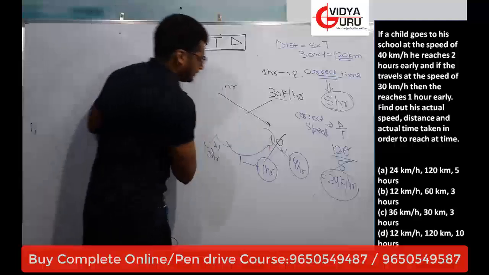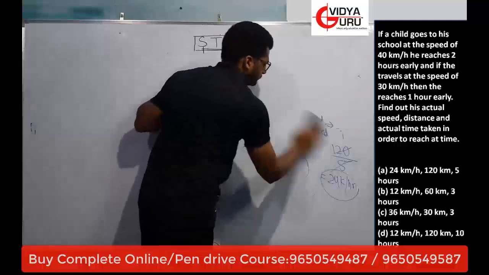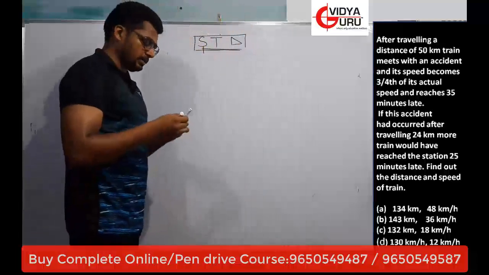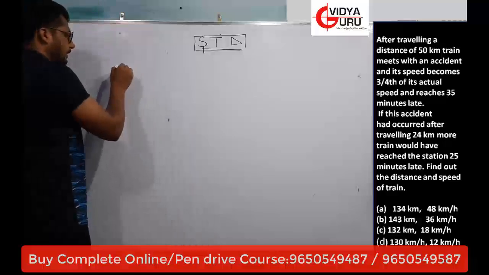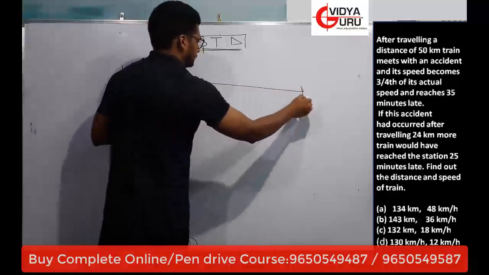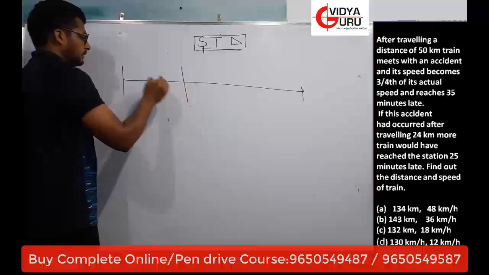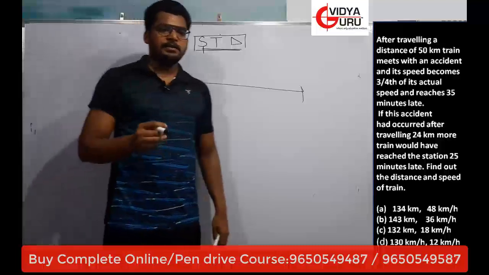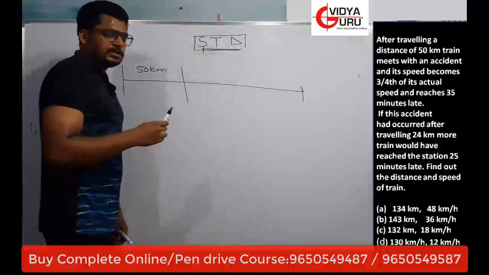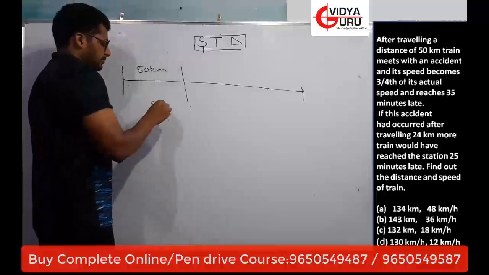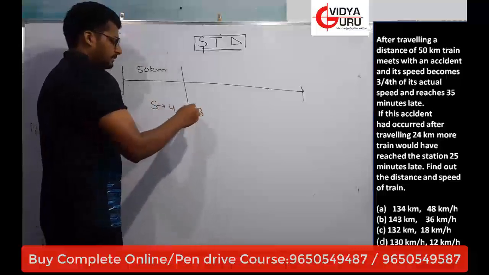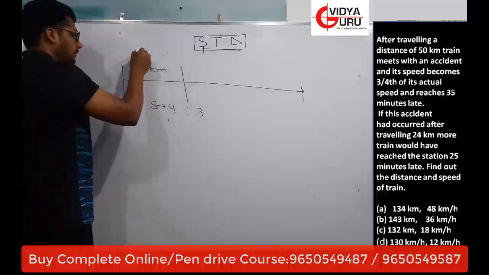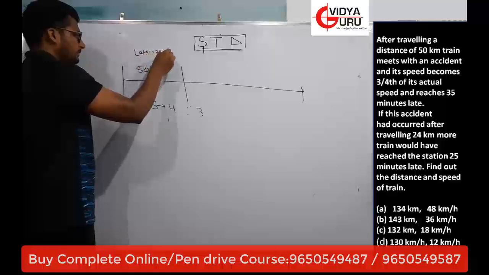So coming on to our next question. The next question is very important and very interesting. What is the question saying? A train is moving, and after covering a distance of 50 km, it met with an accident and its speed reduced to 3/4. That means if the speed was 4, now it becomes 3. And it reaches 35 minutes late.